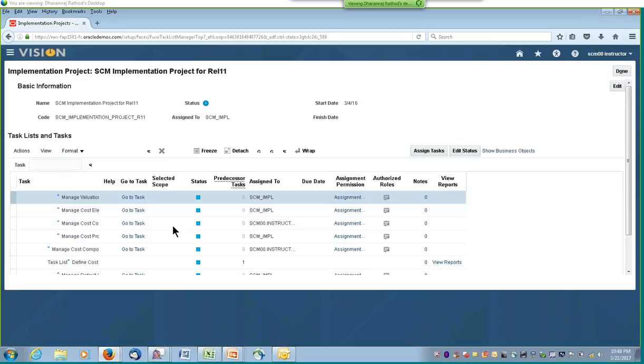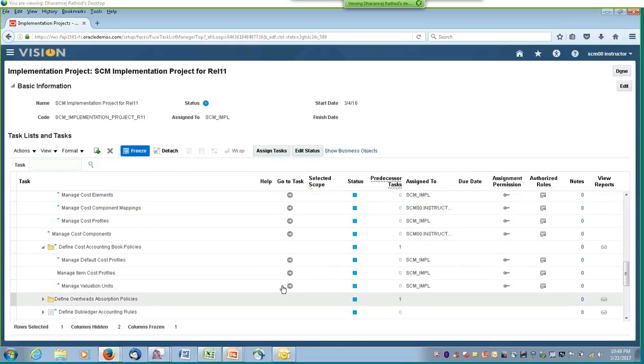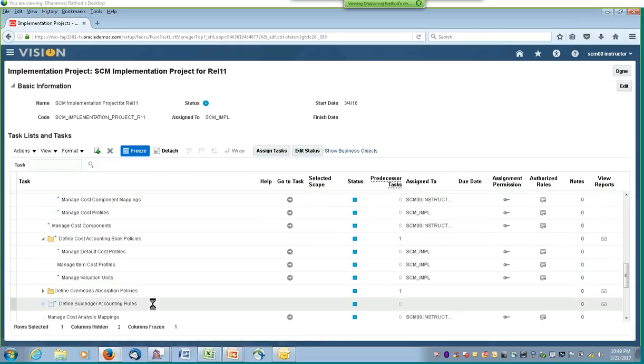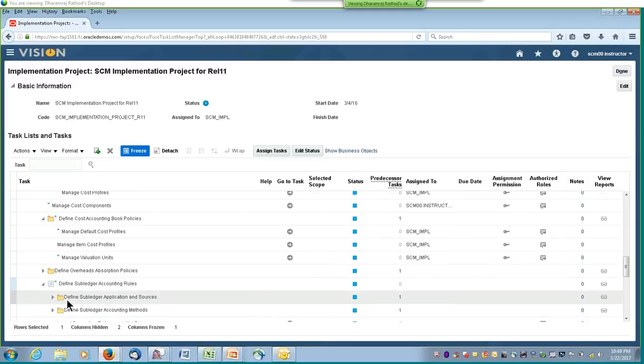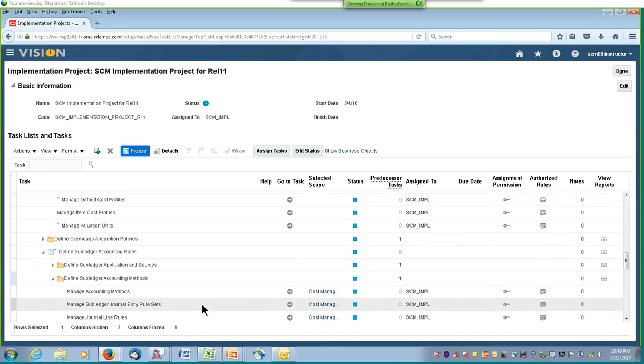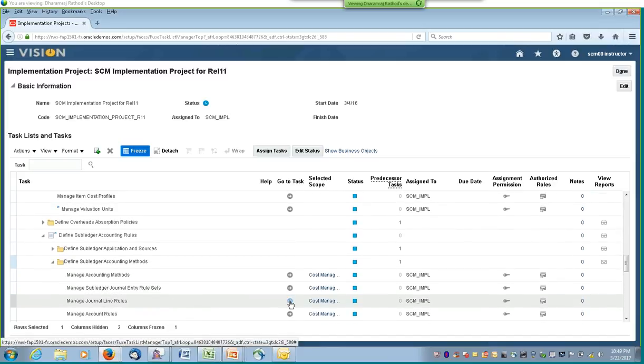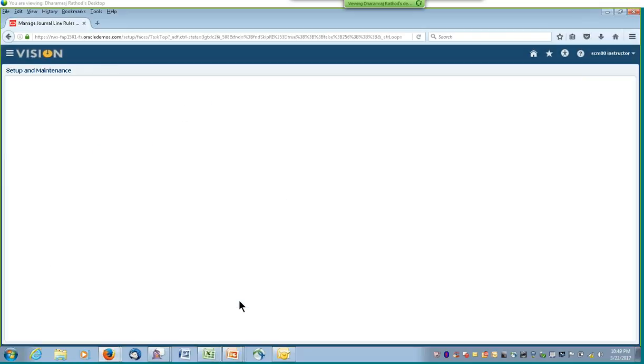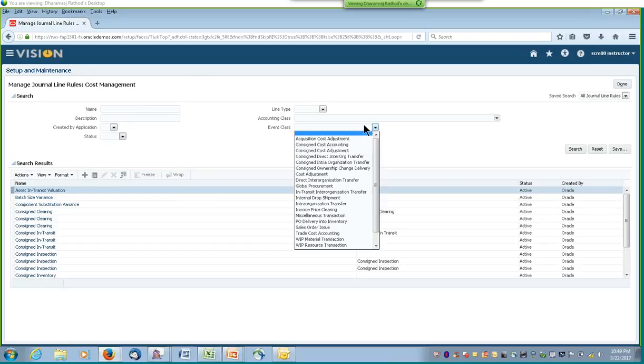So go over the same implementation project again, and down below you should see subledger accounting rules. Click on the subledger accounting rules, go over subledger accounting methods, and within that method you have general ledger line rules. If you are new to SLA and don't know how to configure, the first and foremost thing is to go to the journal line rule, which will specify what your accounting line types are and what events you are trying to configure SLA for. So you would have various listed events. You can go look at those events, and you can go over the event class called sales order issue.